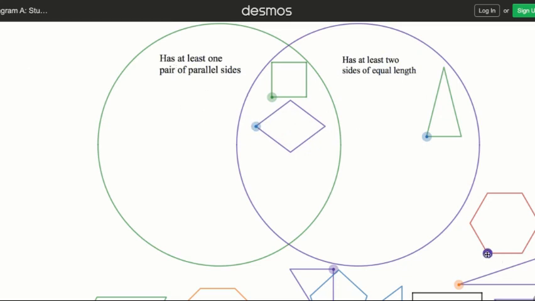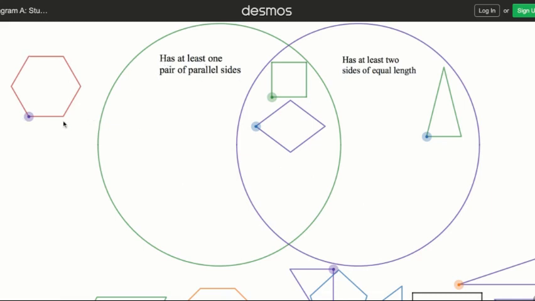So now let's look at this next one. This has 1, 2, 3, 4, 5, 6 sides. So that means it is a hexagon. And in this picture, it's a regular hexagon, meaning all sides and angles are equal. So it says has at least one pair of parallel sides.